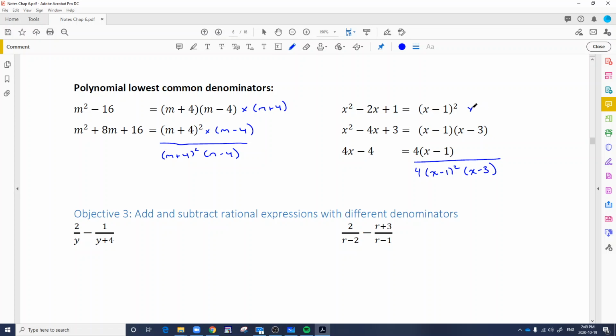So this one would have to be multiplied by the 4 and the x minus 3. This one would have to be multiplied by the 4 and an x minus 1. And this one would have to be multiplied by an x minus 1 and an x minus 3.